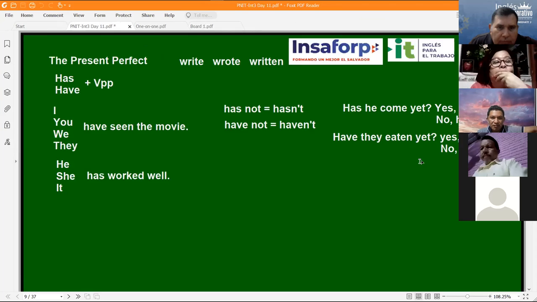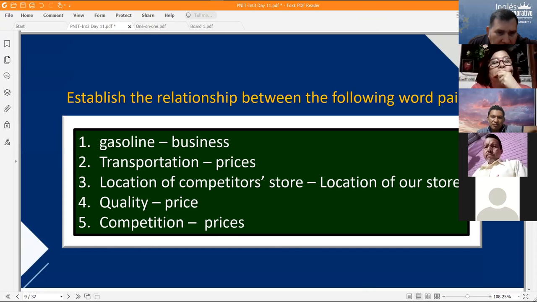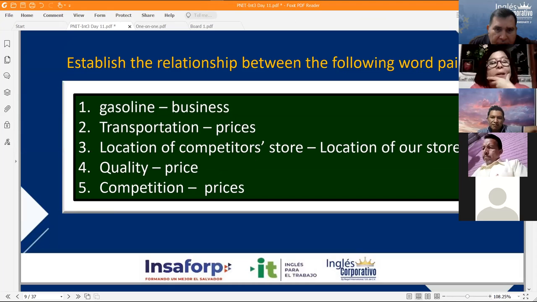Let's see. We're going to begin by establishing a relationship between the following pairs. Teacher, the bar is up. Yes. Okay. Let's see, my friends. How do you establish a connection between gasoline and business? What does gasoline affect in business?